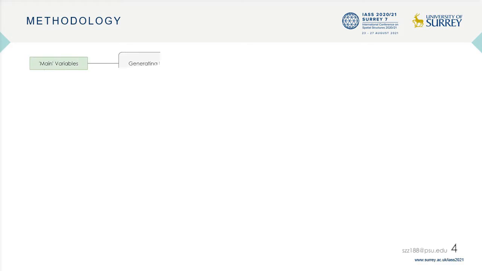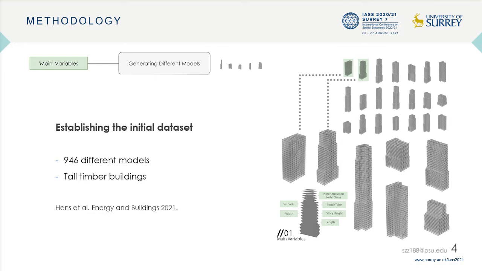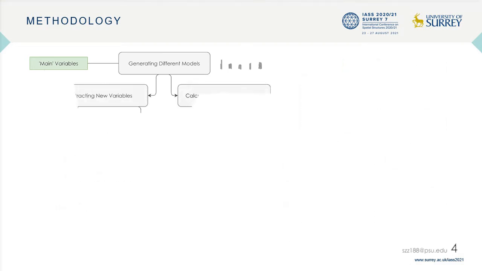First, we started with generating a parametric design space. 946 different building geometries are generated using 7 main variables. We are focusing on timber buildings, a construction material that is still under development for real-size building design. As an improvement over previous research, our current methodology can handle more irregular shapes of building geometries. Then we calculated the amount of embodied carbon, and in the second step, we extracted new variables. This step is necessary for doing a machine learning prediction task.